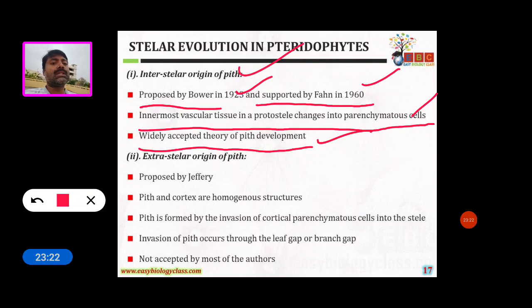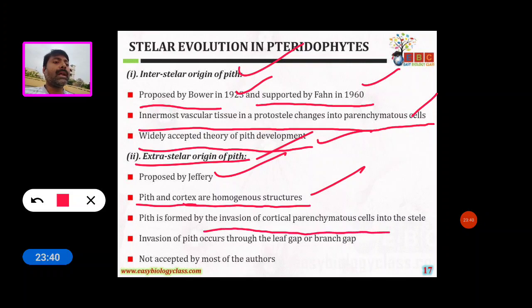And next is the extrastelar origin of pith, proposed by Jeffrey. Pith and cortex are a homogeneous structure. Pith is formed by the invasion of cortical parenchymatous cells into the stele. Invasion of pith occurs through the leaf gap or branch gap, but this is not accepted by most of the authors. So these are the theories explaining pith origin: intrastelar origin and extrastelar origin.